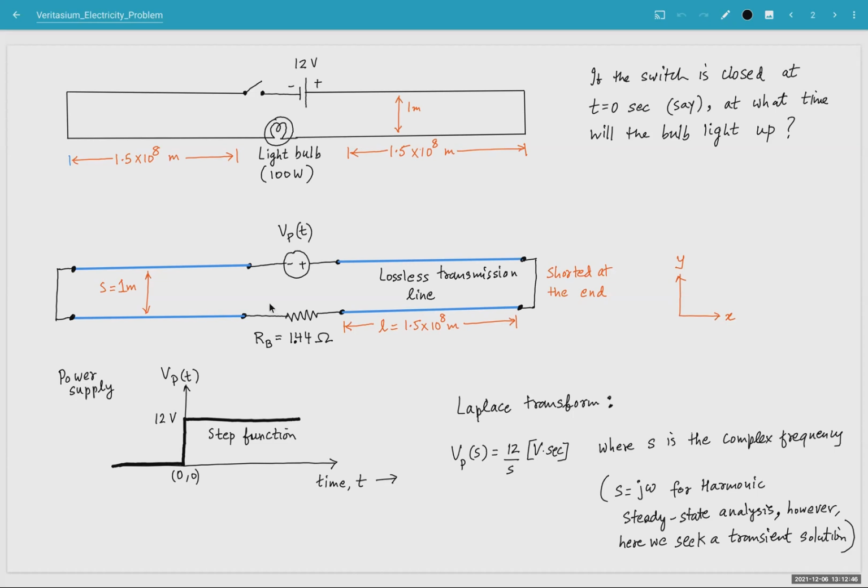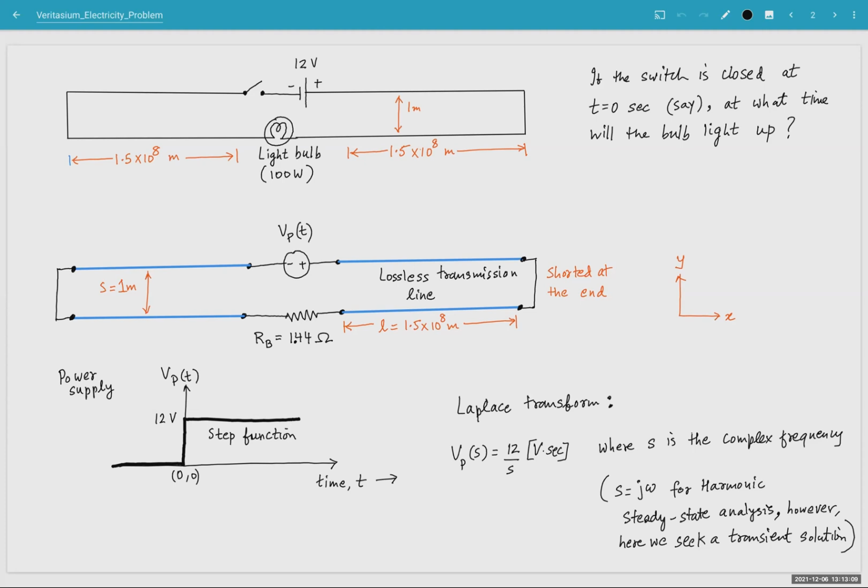To solve this problem, we'll go into the Laplace domain. So we'll use a Laplace transform of the various elements in the circuit. The Laplace transform of a unit step function is written right here, 12 over s, where s is the complex frequency. We will have to do an inverse Laplace transform to find a transient response. That's what we are looking for here.